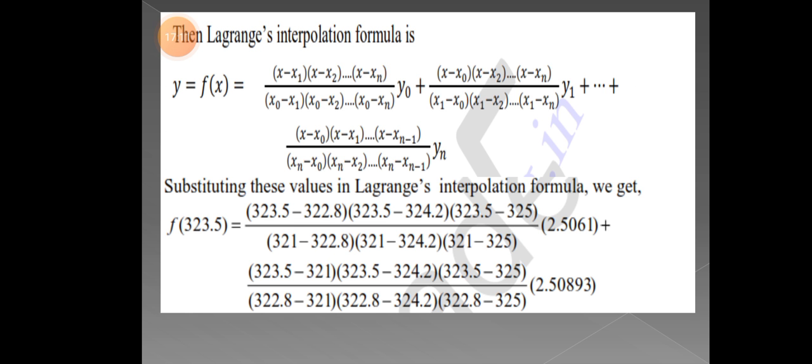So x0 will be displayed in the denominator. Therefore we have to take only three values that were written in the numerator. That is what I have given: x minus x1. The 323.5 is x minus x1, where the x1 value is 322.8. Next, similarly, x minus x2, that is the x value 323.5 minus 324.2, and also for x3, divided by x0 minus x1, x0 minus x2, x0 minus x3, as given here, into the y1 value.